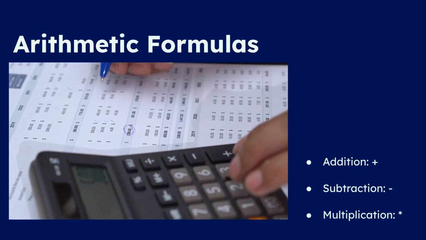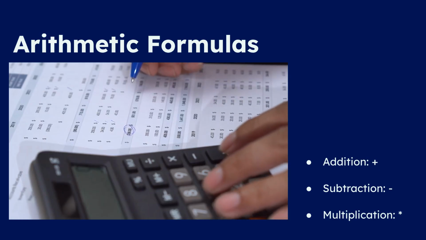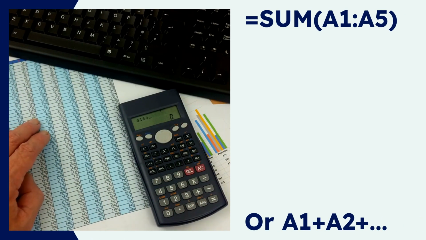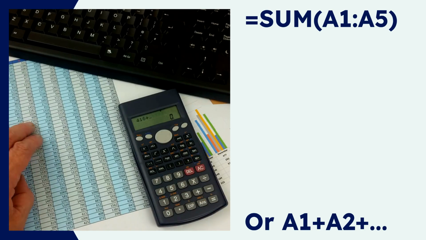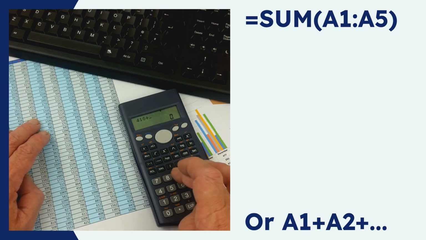For arithmetic, use the plus sign for addition, minus for subtraction, and the asterisk for multiplication. For addition, you can use the plus operator, like A1 plus A2, or the highly recommended SUM function, which lets you easily total a range of cells, such as =SUM(A1:A5).